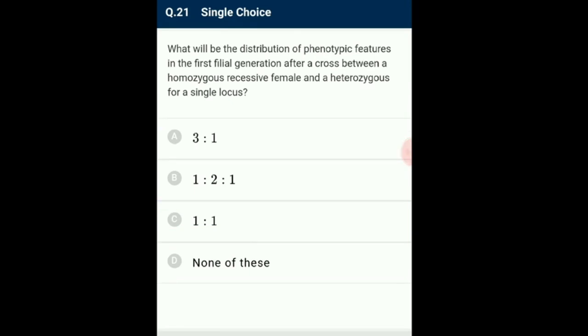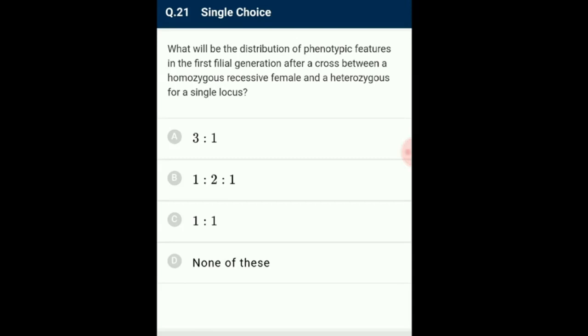What will be the distribution of phenotypic features in the first filial generation after a cross between a homozygous recessive female and a heterozygous male for a single locus? Test cross is a process to examine and identify whether the organism is heterozygous or not. In it, the organism is crossed with the recessive homozygous, as it will ensure the expression of the dominant character in the heterozygous form for the first generation, that is the F1 generation, enabling us to know the zygosity. The ratio obtained in the F1 generation after crossing the heterozygous individual with the recessive homozygous individual is 1:1. The phenotypic ratio of a typical monohybrid cross is 3:1 and the genotypic ratio for the same is 1:2:1.